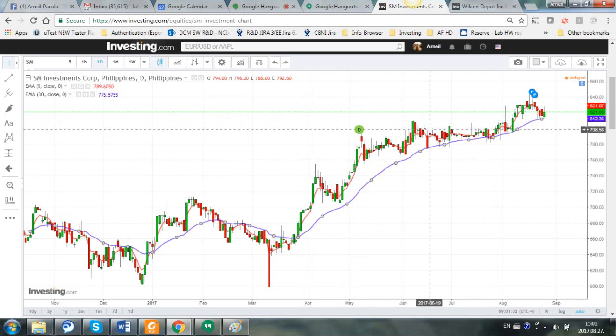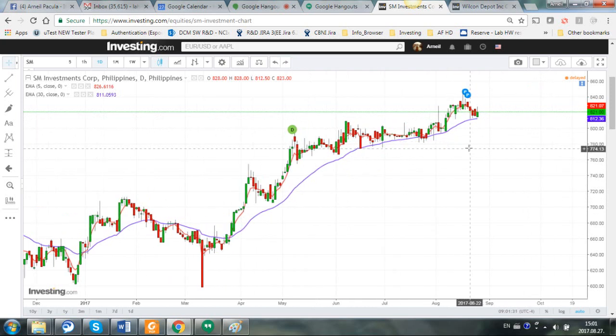So nag-up siya, okay dito, lumapit, pero hindi naman nag-cross. Umakyat ulit. So, if in that case, if you buy your stock SM here, and you just need to wait for a sell signal. The sell signal is when the red moving average will cross over the blue moving average, and then you check the volume also.